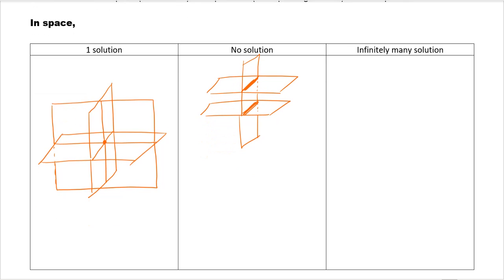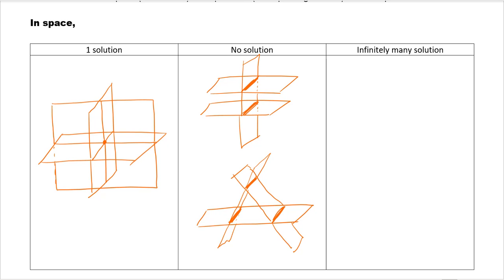Okay, we can also have a picture like this, let me try to draw it. We can have one plane look like this, and then one plane look like this, and the other plane look like this. Can you imagine? We have those three planes. They don't have a common intersection, so there is no solution for the system.